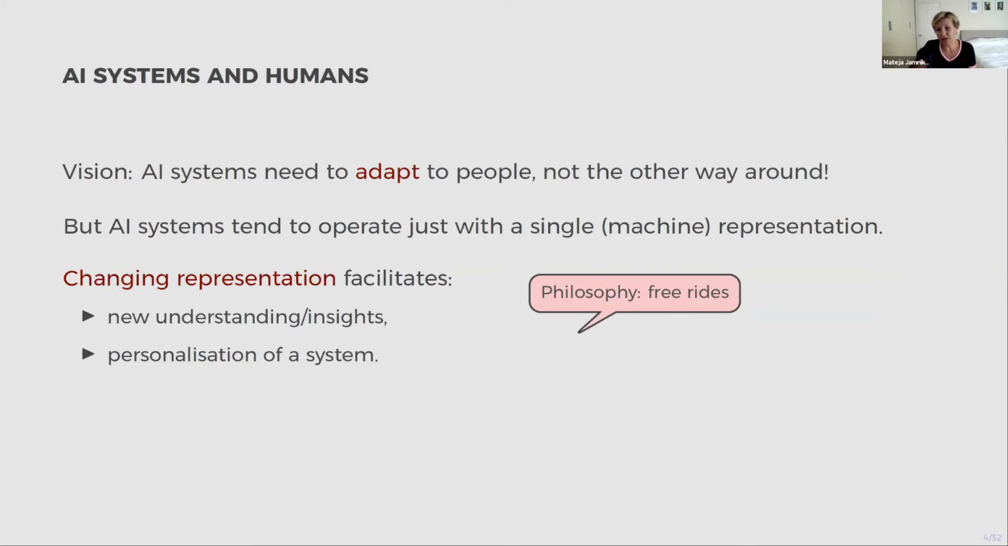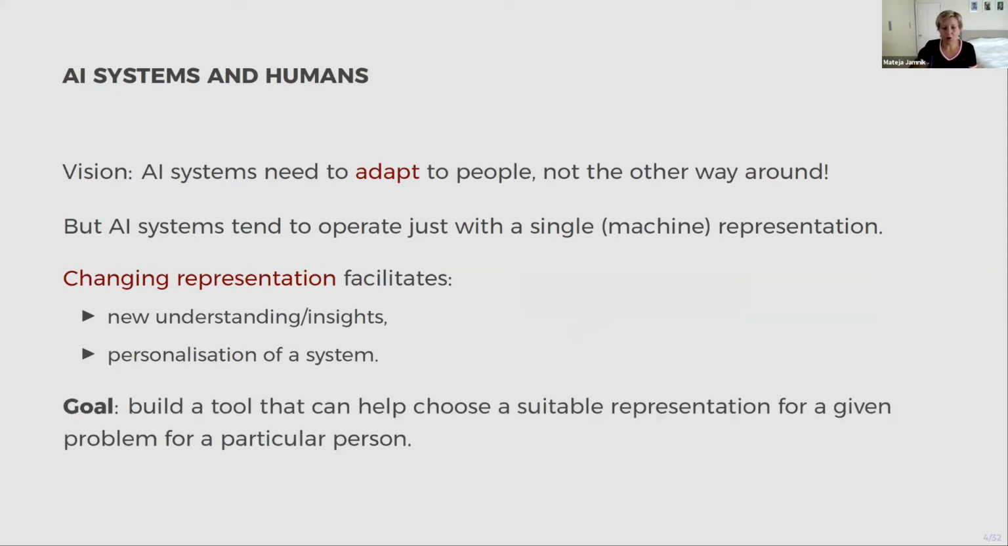And in philosophy, the concept of free rides has been studied for a long time, which basically says a representation is a good one if it's got a lot of free rides, where you get insights for free. You don't have to infer them. Just by inspecting the representation, you get new insights. So I hope you would agree with me that changing representation is beneficial, is important, is enabling us to reach these goals.